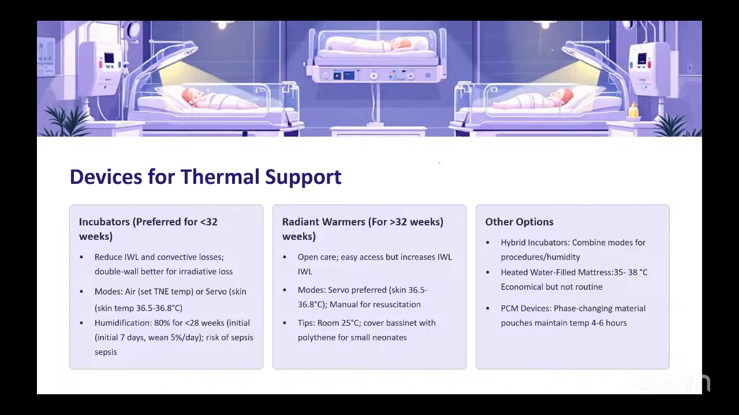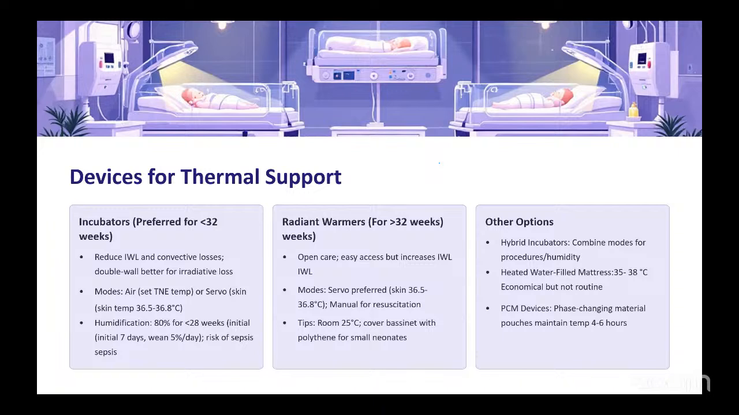In the early phase, you may need to give humidification of 80% for babies less than 28 weeks for the initial 7 days, after which you gradually wean the humidification. There is also a risk of sepsis with humidification, but modern incubators are safer in that aspect. Radiant warmers can be used for babies more than 32 weeks, however, they carry a risk of increased insensible water loss, and servo mode prefers a skin temperature of 36.5 to 36.8.